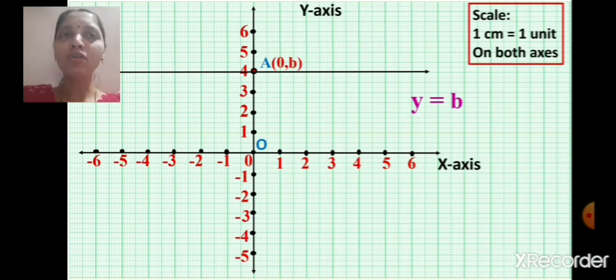We also know that the y coordinate of all the points on a line parallel to the x-axis is the same. If you consider any point on this line, all those points will have the same y coordinate. Such lines are called lines parallel to the x-axis.